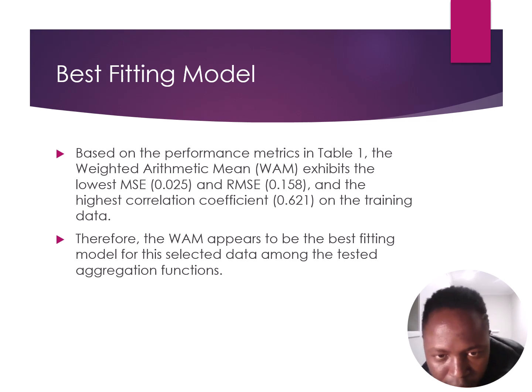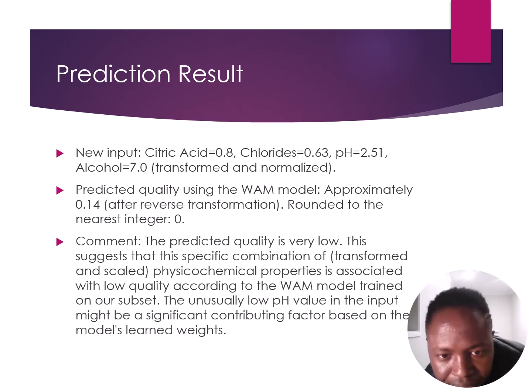So the best fitting model, based on the performance metrics in table 1, which I showed before, the weighted arithmetic mean WAM exhibits the lowest MSE 0.025 and RMSE 0.158, and the highest correlation coefficient of 0.621 on the training data. Therefore, the WAM appears to be the best fitting model for these selected data among the tested aggregation functions.